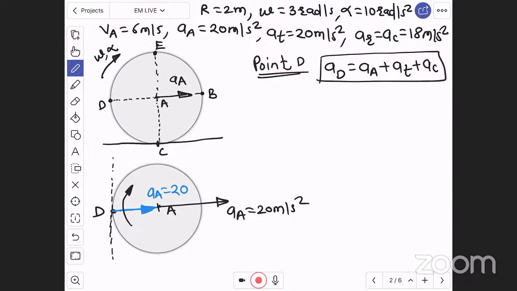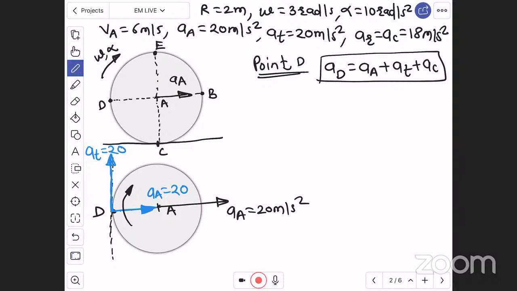Therefore, with respect to A, this point D will go in upward direction. Can you imagine here? Therefore, the tangential acceleration, which is perpendicular to radius, will go in upward direction like this. There will be a tangential acceleration AT perpendicular to radius, which is 20 meter per second square.